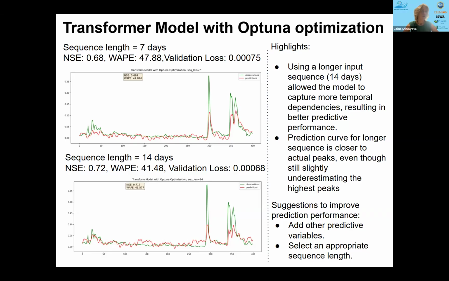For one, it can be that our suspended sediment concentration signal is pretty noisy because this is a dynamic variable that has an effect from different physical processes, and our input parameters are not capturing all of them. So maybe adding some other predictive variables might help with the model performance. And also playing with the different sequence length might help. So trying a longer sequence length may increase the performance of the model.